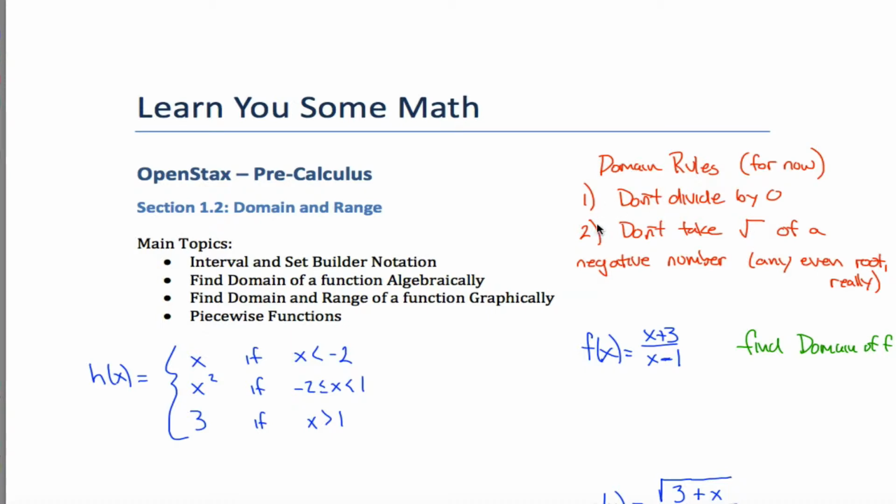Those are not the only two things that can go wrong, but for our purposes, for now, they're the two that can go wrong. Later on, you'll learn about logarithmic functions that have domain restrictions and inverse trig functions, but all that's a ways away. So for now, we just got to worry about these two. So here's some examples illustrating that.